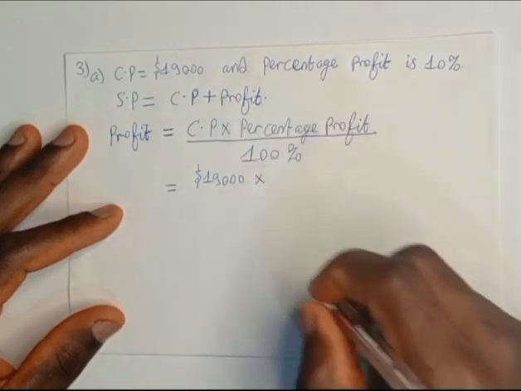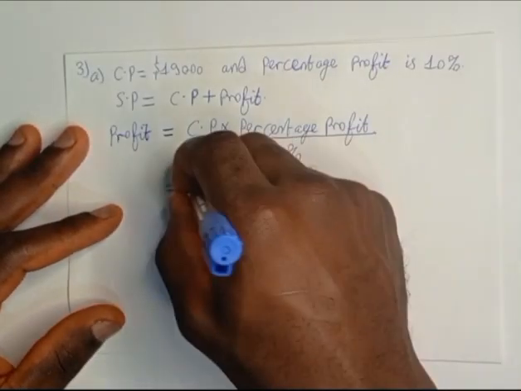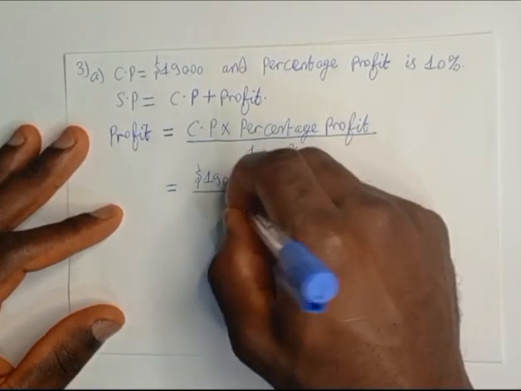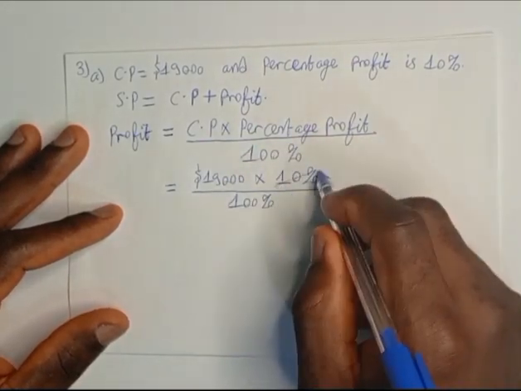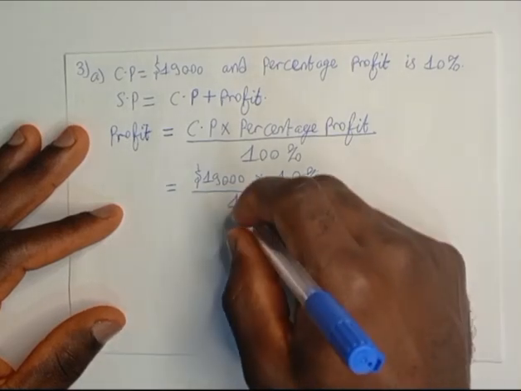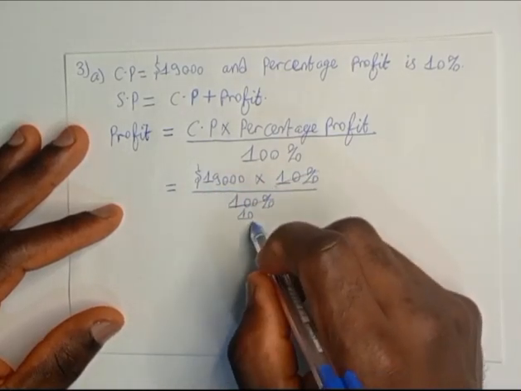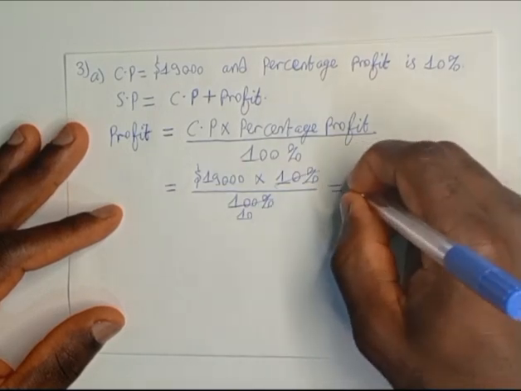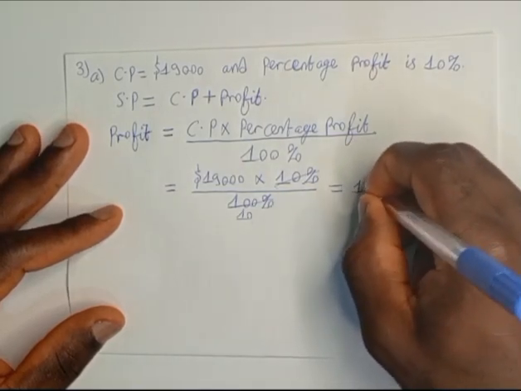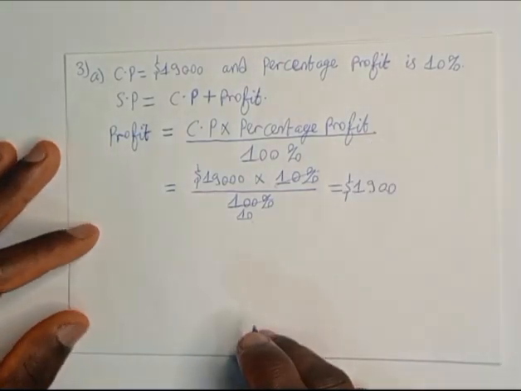the cost price is $19,000 times the percentage profit, which is 10%. Then we divide by 100%. 10% will go into 100% 10 times. 19,000 divided by 10 gives us 1,900. So this will simply be equal to $1,900. This is the profit made.